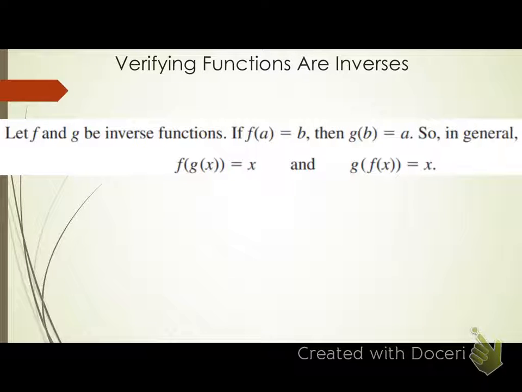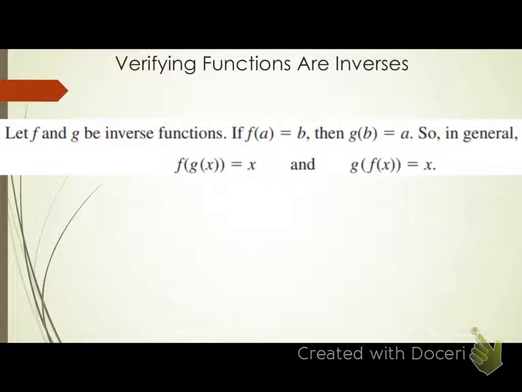And that makes sense because what happens to our inputs and outputs when we take the inverse? They switch. So right here, a is the input, b is the output. So when we take the inverse, b becomes the input, a becomes the output. Does that make sense?